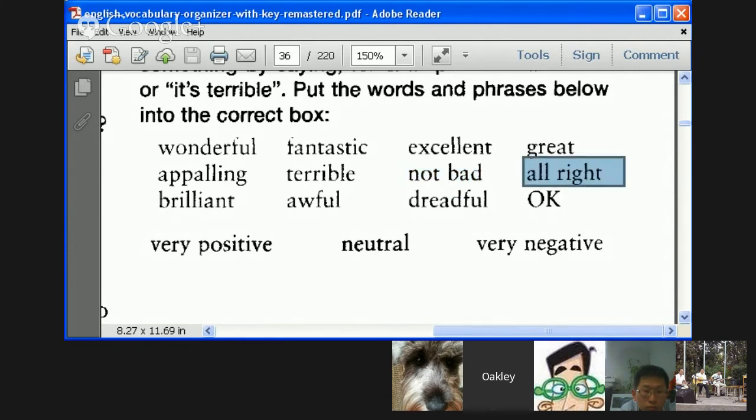All right, anyway. Vienna? Yes, all right. Neutral. It's neutral. All right. Hey, Vienna, do you know the song? It's all right now, baby. It's all right now. Do you know that song? Let me tell you that. No. No, you don't know that. Oh, well, you can look it up.